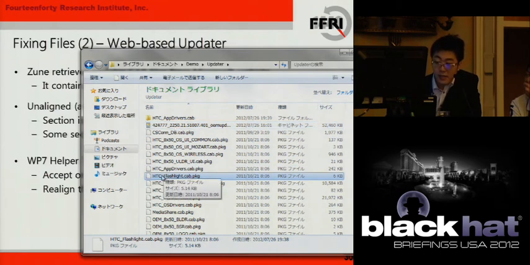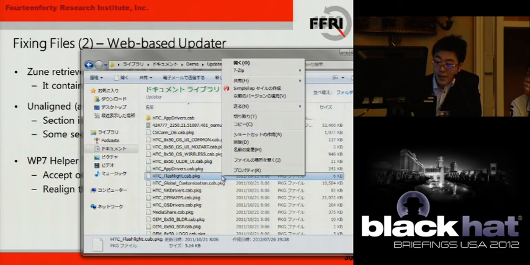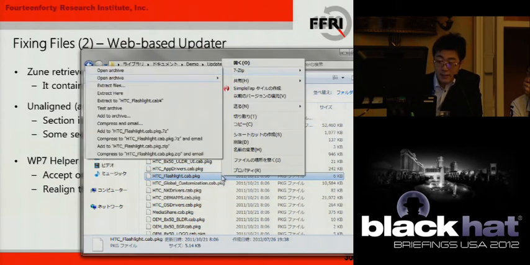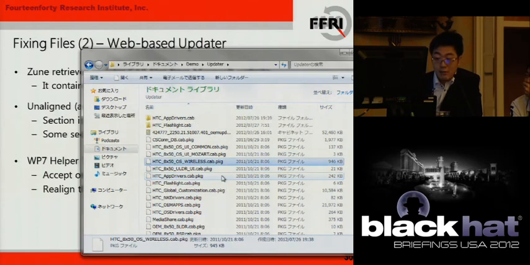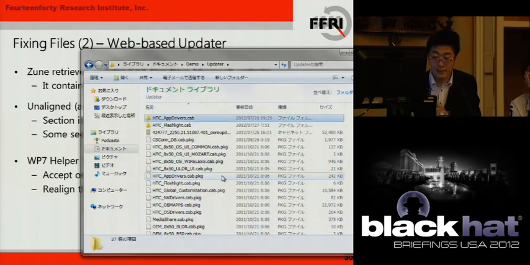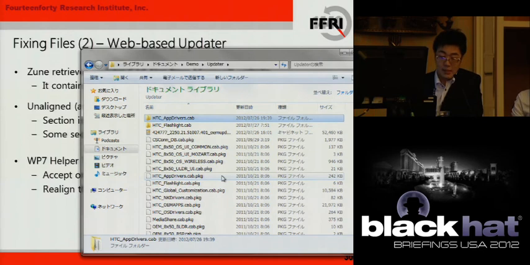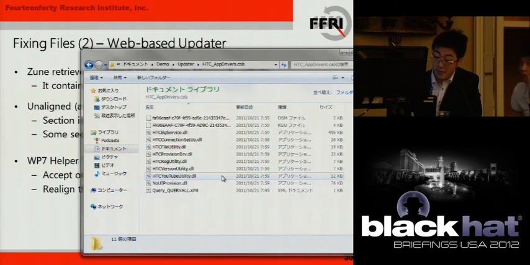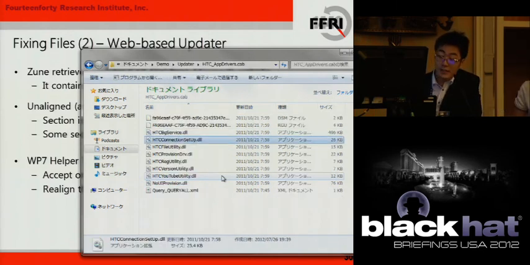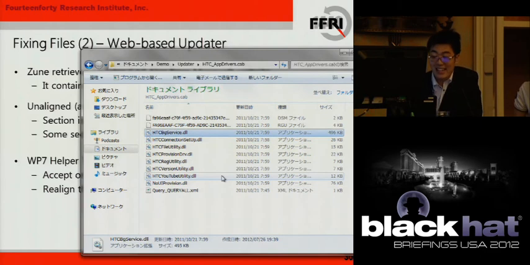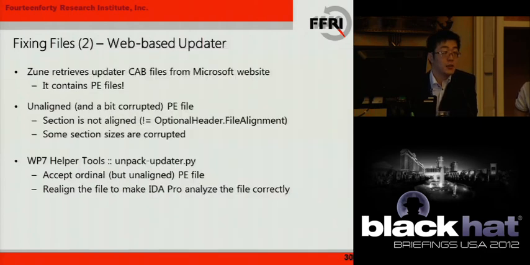But this is not enough, because these PE files are not aligned properly, and some parts of the headers are corrupted. So we have to fix the files using unpack-updated.py. This tool realigns and fixes the PE files to make IDA Pro analyze the file correctly.